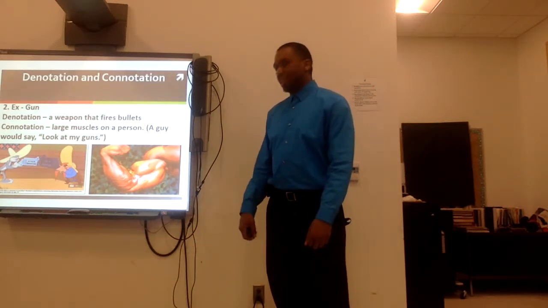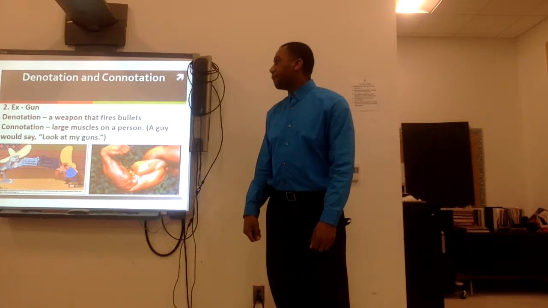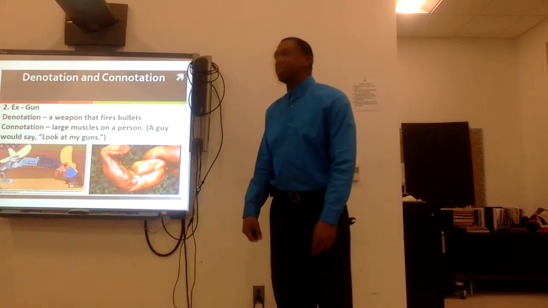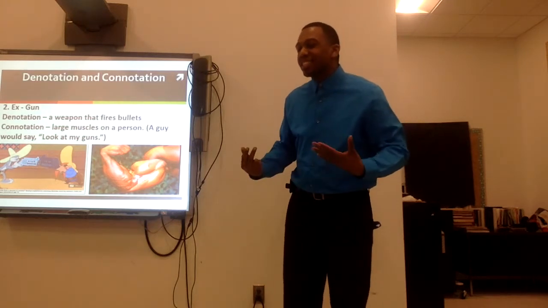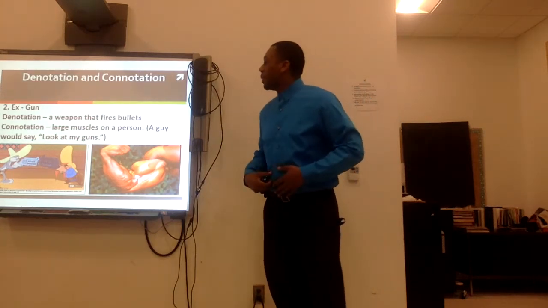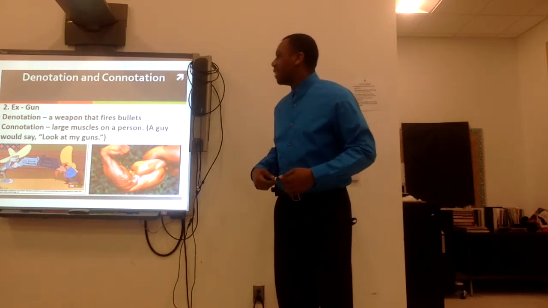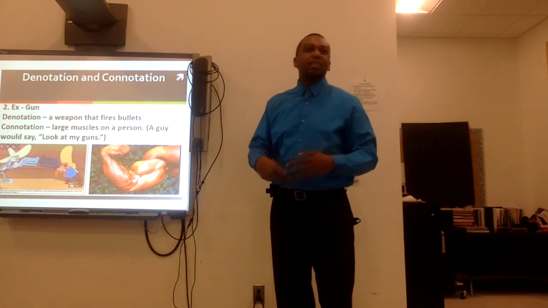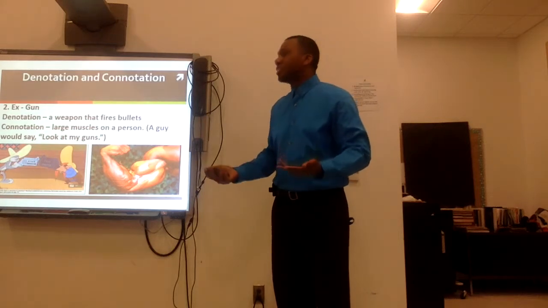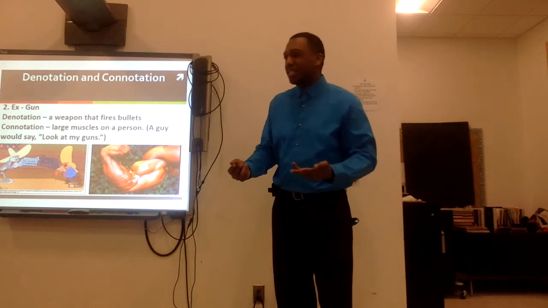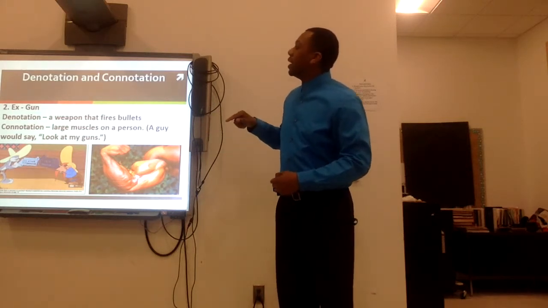Denotation of gun. Jeff, read the denotation, please, sir. A weapon that fires bullets. Now, you see I chose Yosemite Sam and Bugs Bunny. I'm a kid at heart, and I like cartoons. So, Bugs Bunny's gun says 9-shooter, and Yosemite Sam's gun says 10-shooter. And if you ever watch Bugs Bunny, Yosemite Sam is always trying to outdo Bugs Bunny in some way, shape, or form, even though Yosemite Sam always loses. But in that particular case, we illustrate the denotation.